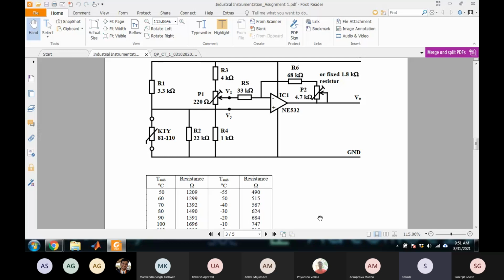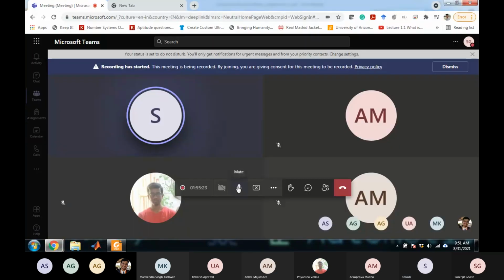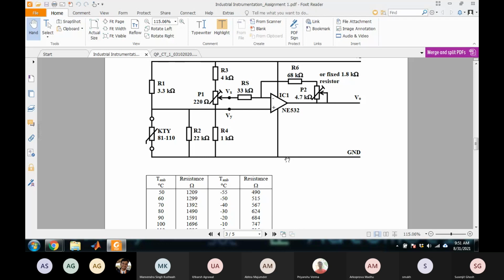Where is this noise coming from? So this is the sensor, a temperature sensor, commercially available. This is not a short. You can see that the junction between the 220 ohm potentiometer and the R4 is not a short with the other line. That is not a short. So you can see that R2 is connected in parallel.